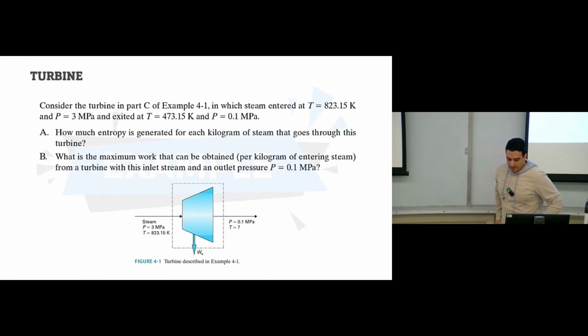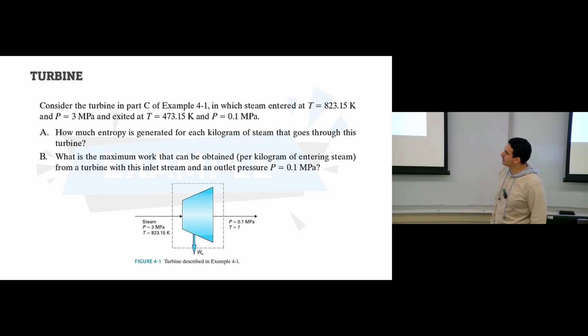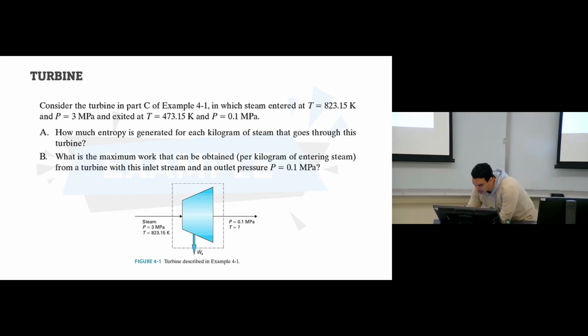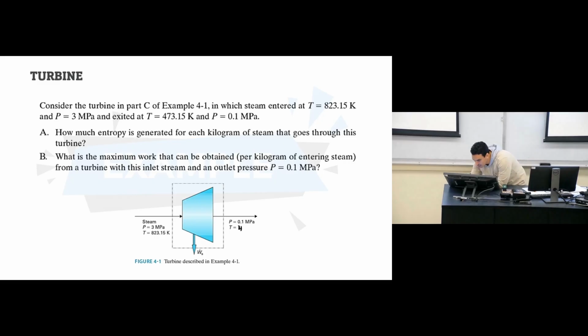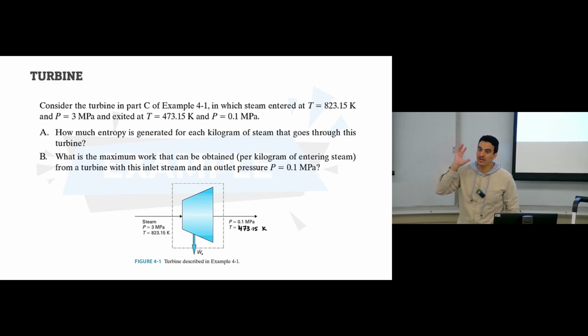Let's take another example. This example says consider a turbine. In this turbine we have inlet steam at 3 megapascal at 823 Kelvin, and we have exit steam at 0.1 megapascal and temperature 473.15 Kelvin. So we have the pressure and temperature of the inlet, pressure and temperature of the outlet. You can find anything that you need.